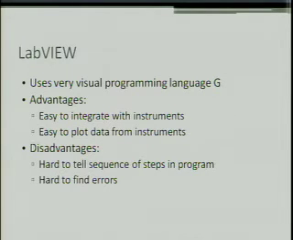The motors are programmed using a platform called LabVIEW. LabVIEW uses a very visual programming language called G. Its advantages are that it's easy to use with instruments, such as the spectrometers and motors present in our system. It incorporates extensive support for the hardware. It is also easy to plot the data from the instruments. The disadvantages of this platform are that it's hard to tell the sequence of the steps in the program, and it is also hard to find errors in the program.